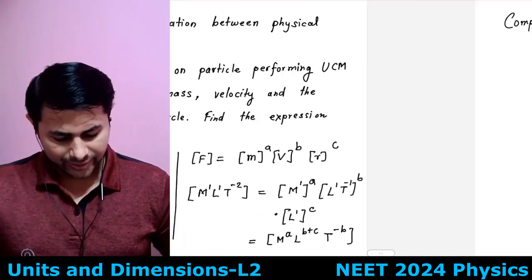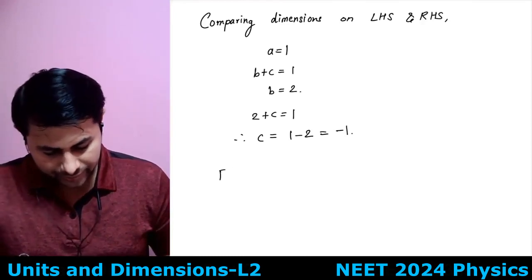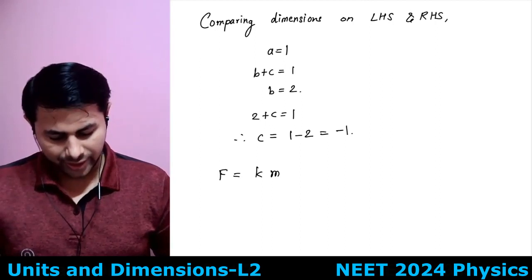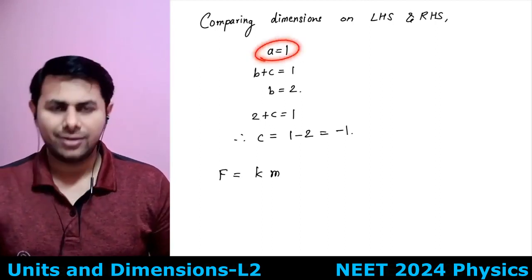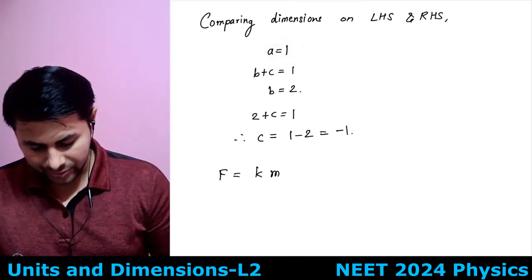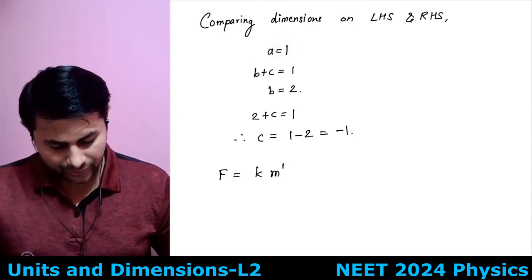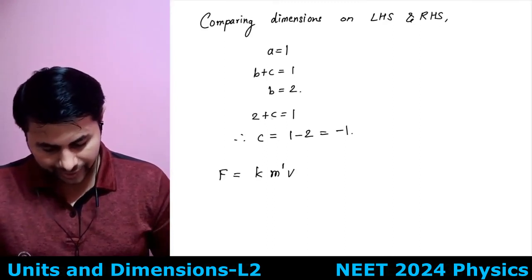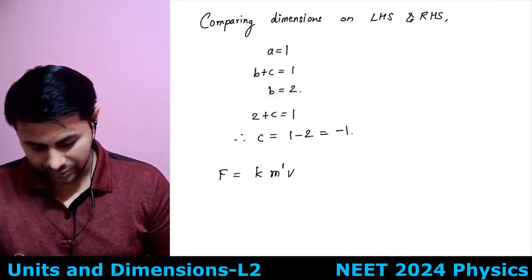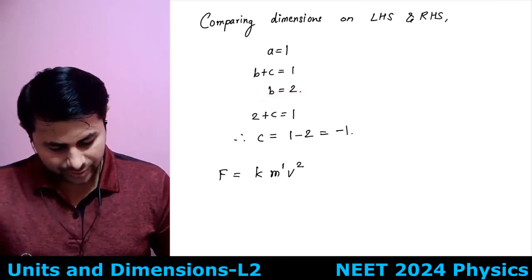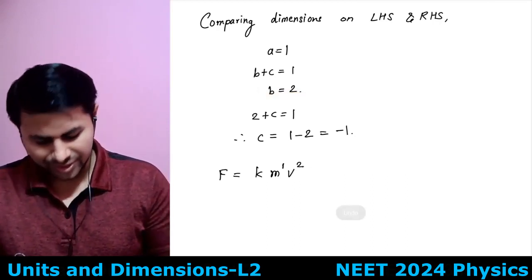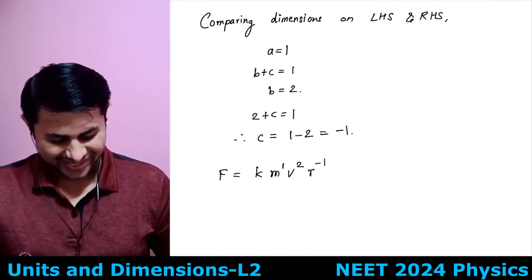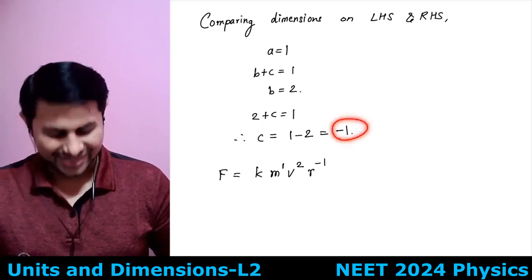So what do you get? You get f is equal to k multiplied by m raised to what? m raised to a. So what is a? It's 1. m raised to 1. Then you have v raised to b. What is b? b is 2. And r raised to c, which is minus 1. r raised to minus 1.